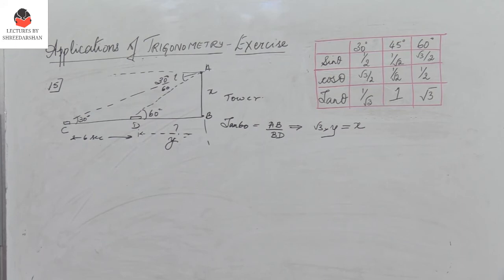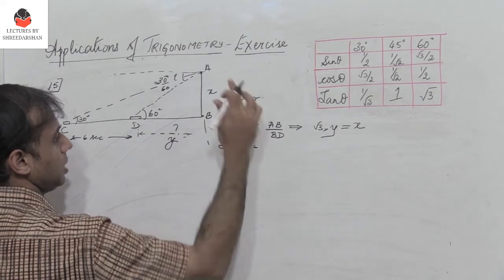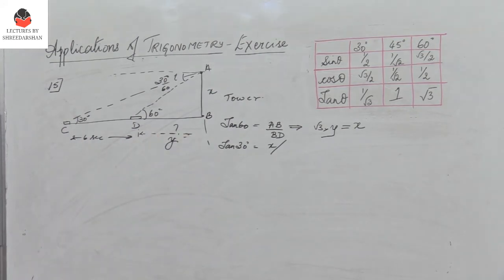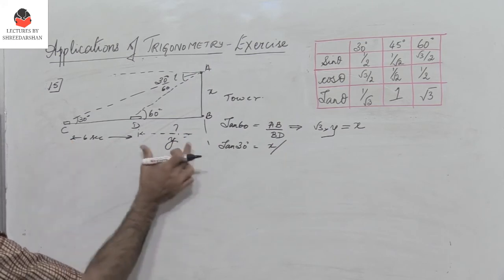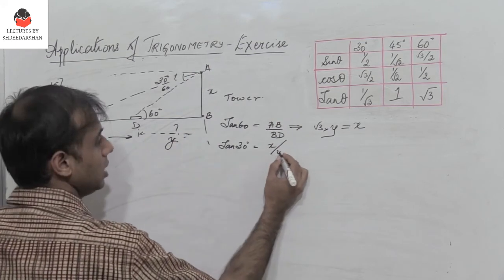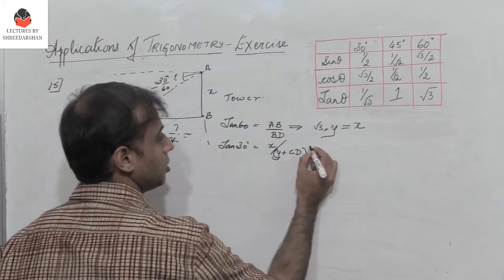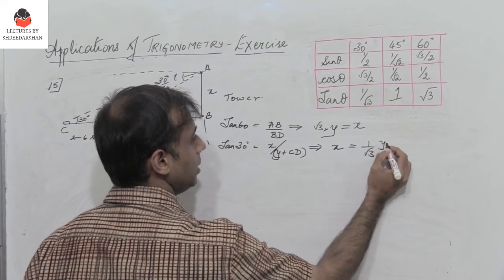So now let me consider tan 30. So what is tan 30? It is nothing but the opposite side, which is AB, which is x, divided by BC. CD is also not known, so let me write it as BC. So tan 30 is AB, which is x, divided by BC. Now what is BC? It is BD plus CD, so it is y plus CD. Alright, so therefore this can be written as x equals tan 30, which is 1 by root 3, into y plus CD.